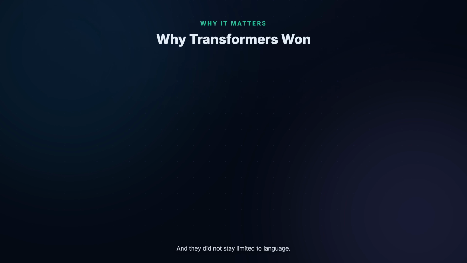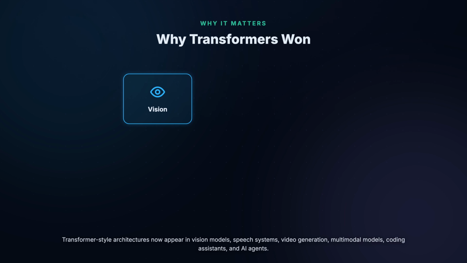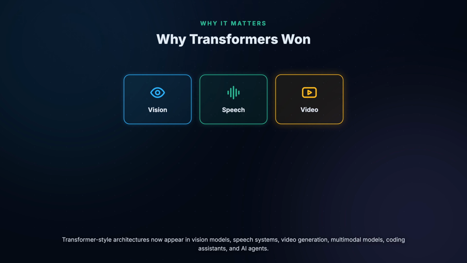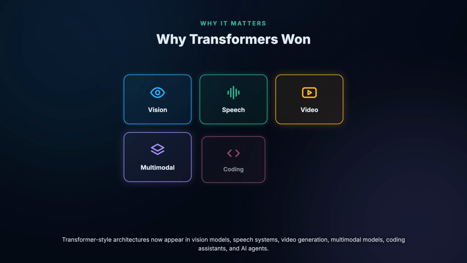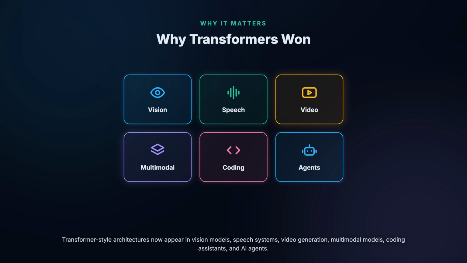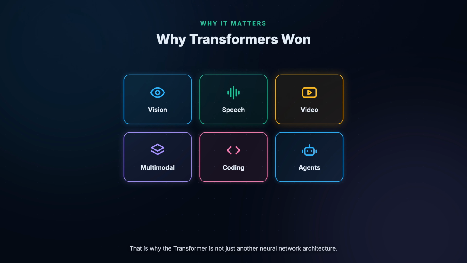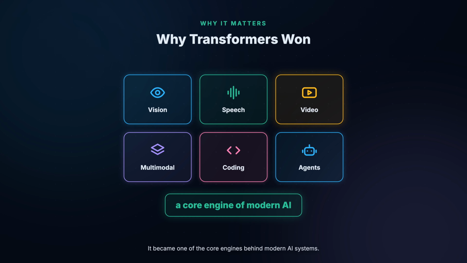And they did not stay limited to language. Transformer-style architectures now appear in vision models, speech systems, video generation, multimodal models, coding assistants, and AI agents. That is why the transformer is not just another neural network architecture. It became one of the core engines behind modern AI systems.